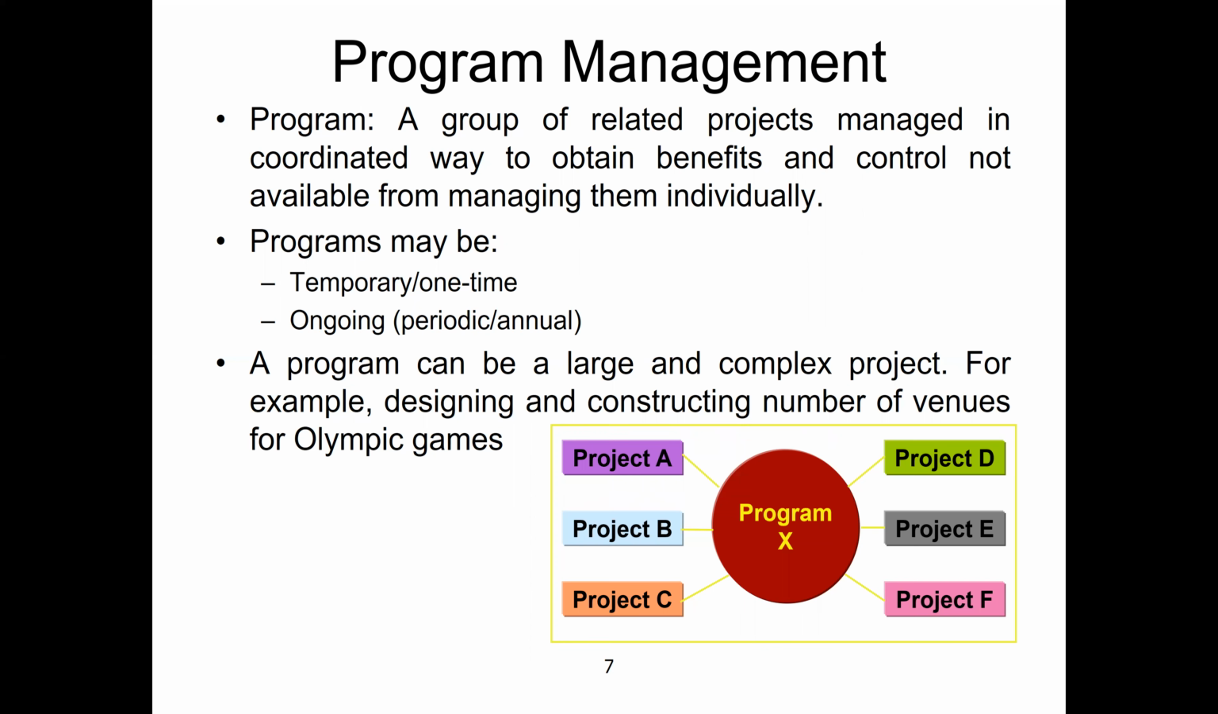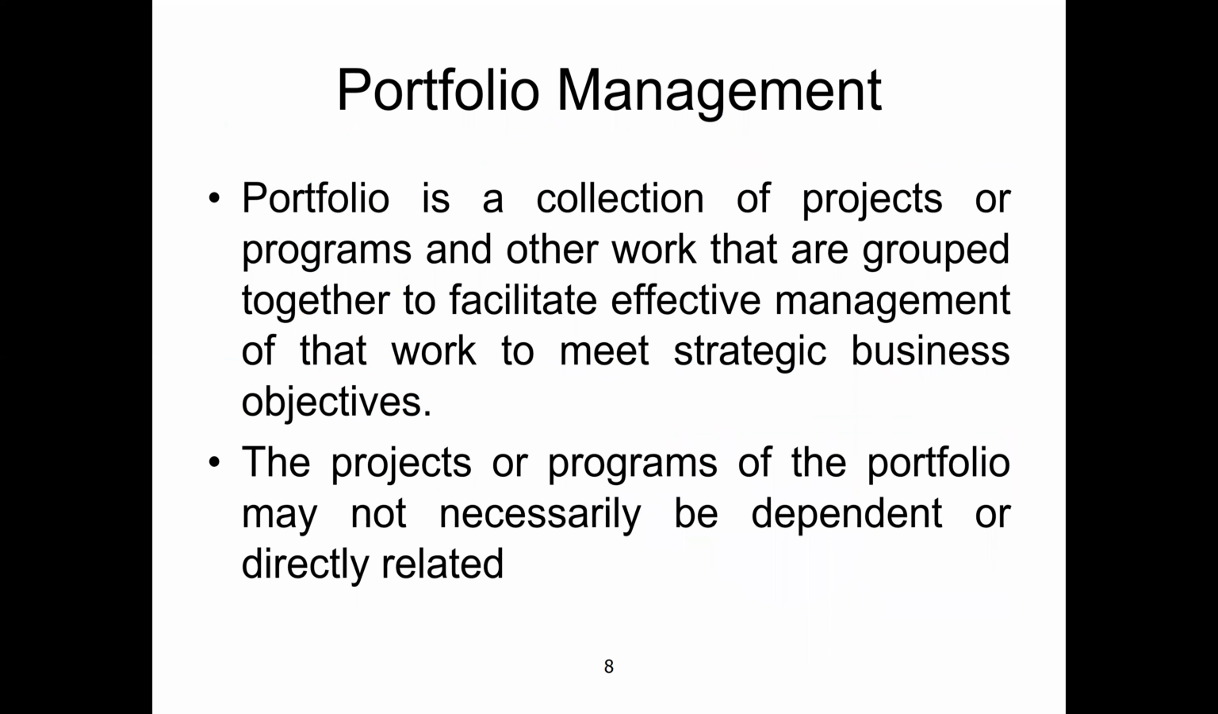Number of venues. So, like the diagram explains, the program is projects A, B, C, D, E, F. So the number of projects we are going to manage under one umbrella, we call it program management. Now we go further to portfolio management.